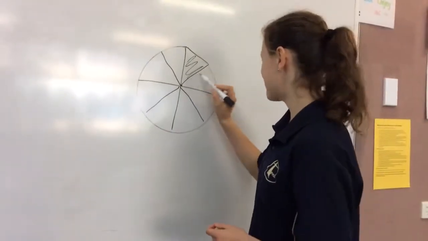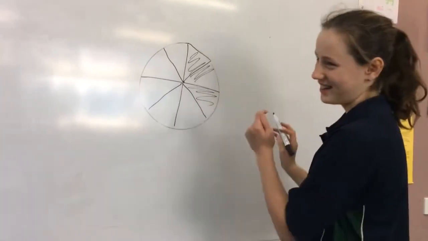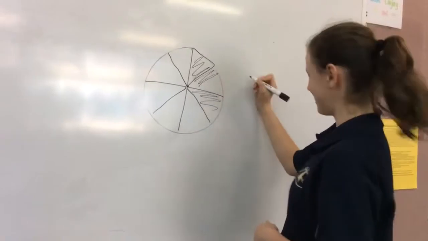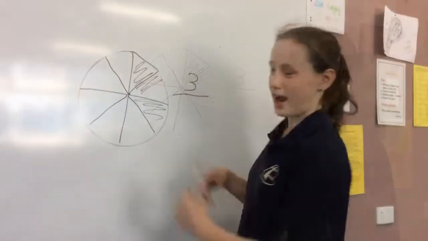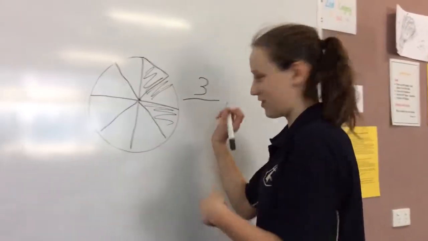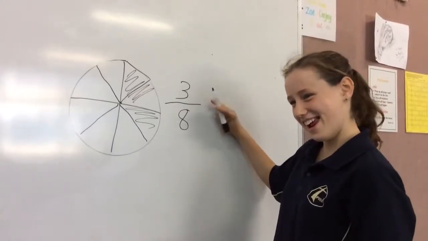Now I'm going to colour in 3 pieces. The things that have been coloured in, the number goes at the top, so it'll be 3. And then you put the line, which is called the vinculum. And now because there are 8 pieces of the pizza, you have to write the 8 at the bottom. And that makes 3 eighths.